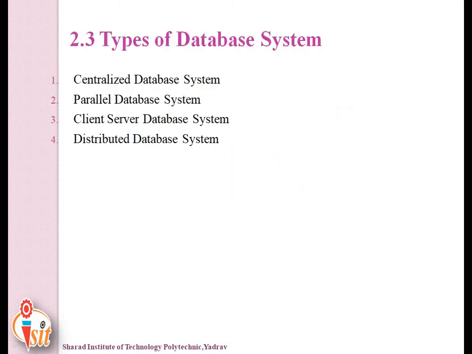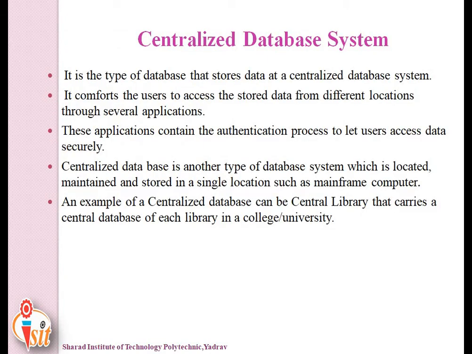And today we will see types of database system. There are 4 types of database system: centralized database system, parallel database system, client server database system, and the last one is distributed database system. In this session we will cover 2 types of database, that is centralized database system and parallel database system. Let's start with the centralized database system.